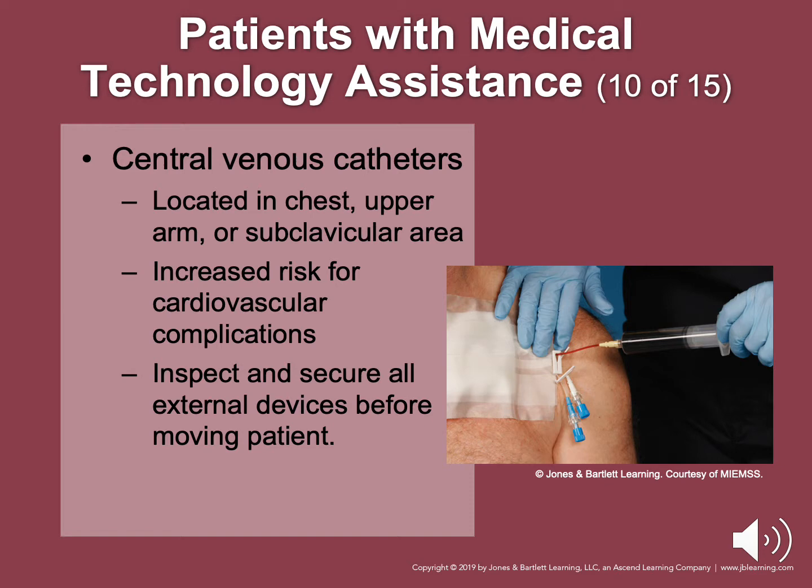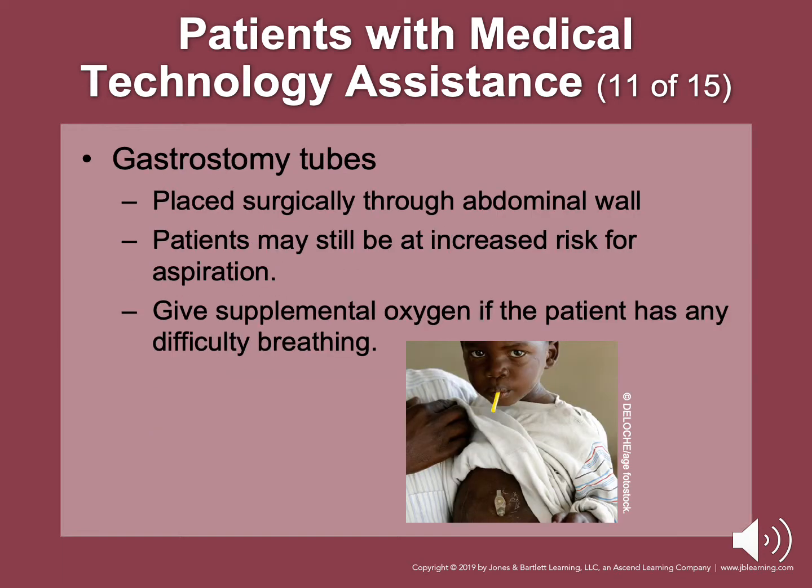Gastrostomy tubes, referred to as gas tubes or G tubes, are placed surgically through the abdominal wall. Patients may still be at risk for aspiration. Give supplemental O2 as needed unless the gastric tube is dysfunctional, dislodged, or partially dislodged. Continue tube feeding and transport the pump with you.